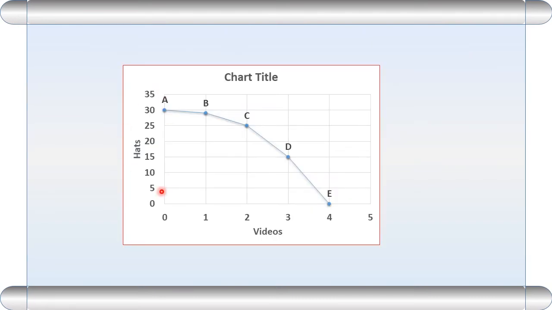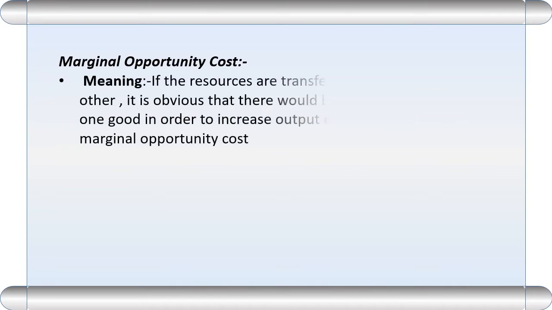We can see the same thing in this particular graph: A option, B option, C option, D option and E option. This might be the shape of the opportunity cost. It is always concave to the origin. Now let us see what is the meaning of the marginal opportunity cost.